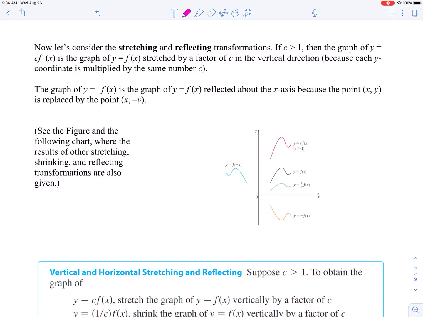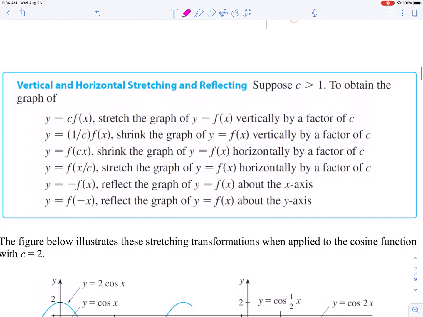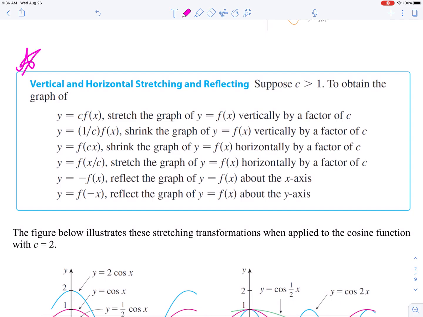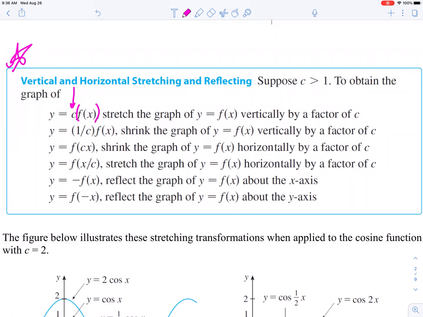Stretching and reflecting, very similar, right? But we're going to do some multiplying for stretching and reflecting. So this one you should know as well. If we multiply a constant times the function, right? So think about what we're doing: we're taking some value and multiplying the y values by that number, right? So you're going to stretch vertically. If you multiply a y value by some positive number, especially in this case greater than 1, then you're going to increase that value. So it would stretch on the y-axis vertically.